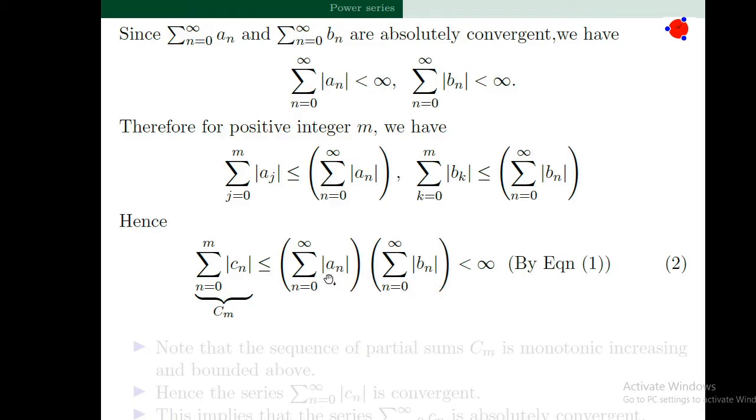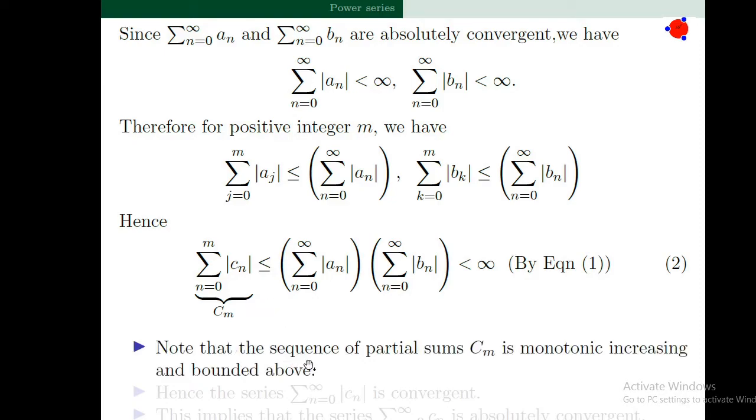Since sigma an and sigma bn are convergent series, this product is finite, and this means that the sequence of partial sums of the series sigma cn is bounded above by this number. And note that the sequence of partial sums is a monotonic increasing sequence, and that monotonic increasing sequence is bounded above. That means the sequence of partial sums is convergent. That means the series sigma n equal to 0 to infinity of modulus of cn is convergent. That means that the series sigma cn is absolutely convergent. Absolutely convergent means convergent. So the given series, that is the series sigma cn, is convergent.